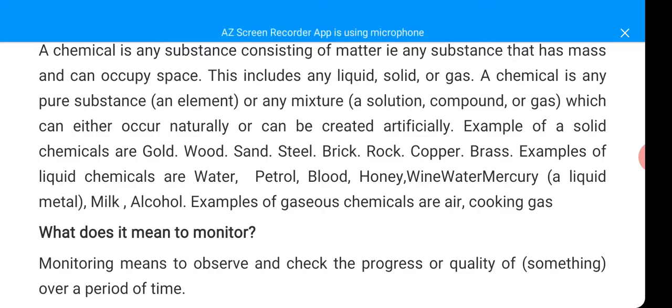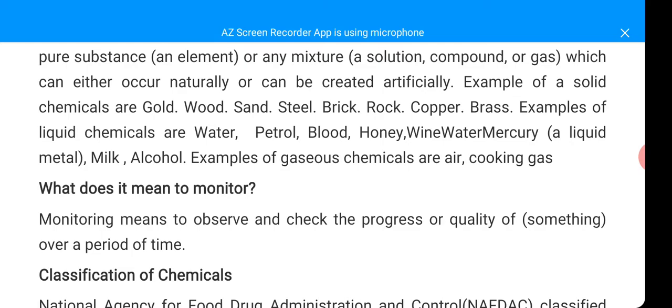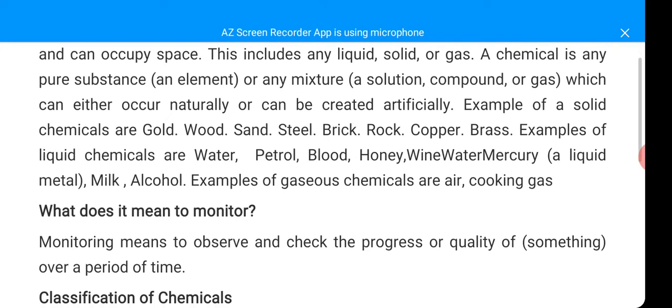Are you there? So you understand what I mean by chemical now. And you understand why I said everything in the world is chemical, that is, the world is made up of chemicals. Okay? So the next thing, which is part of the topic, is monitor or monitoring. Don't forget, the topic is the need for monitoring and control of chemicals.